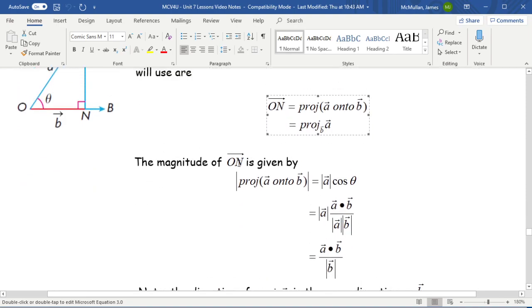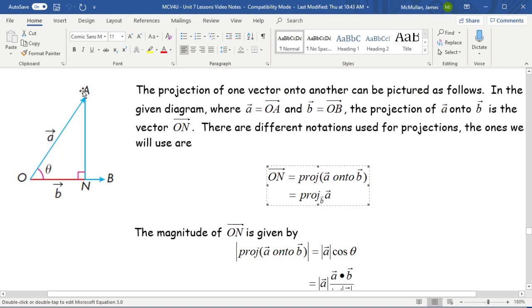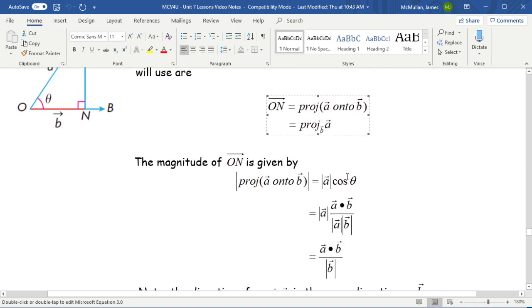Now the magnitude of this is actually really simple. It would just be the magnitude of A times cos theta, because cos theta would be the adjacent in this little triangle. So it would be |A| cos theta.